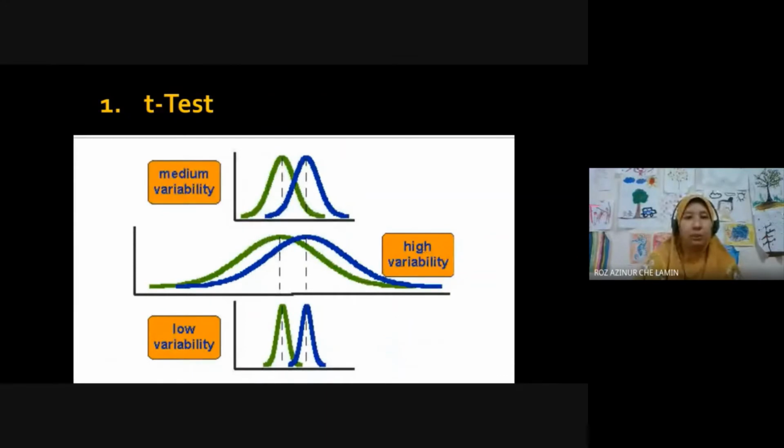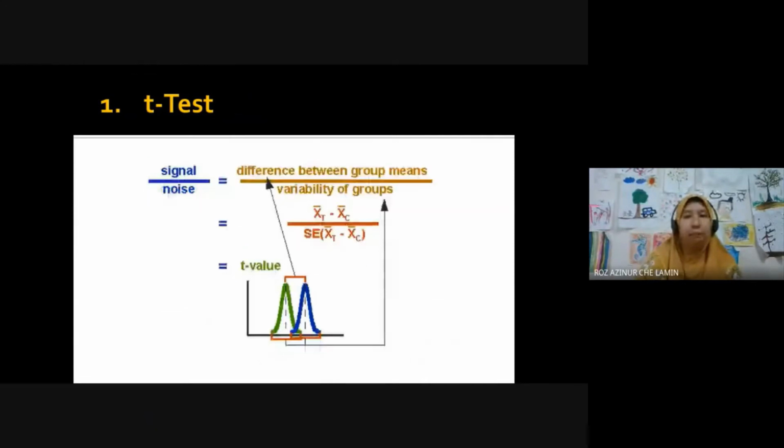This is a few examples. This is a medium variability. This diagram shows high variability, and this diagram shows a low variability. You don't have to worry much about this formula. It just shows you how you get the t value for the t-test.